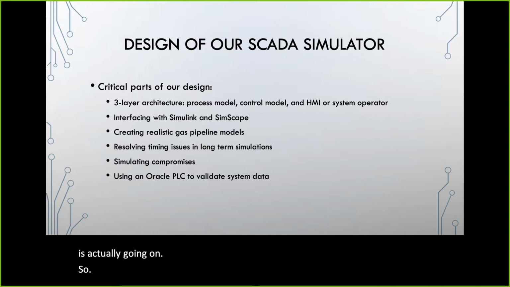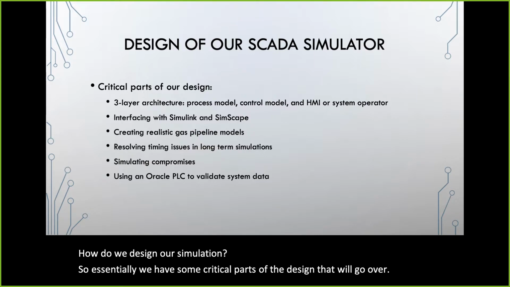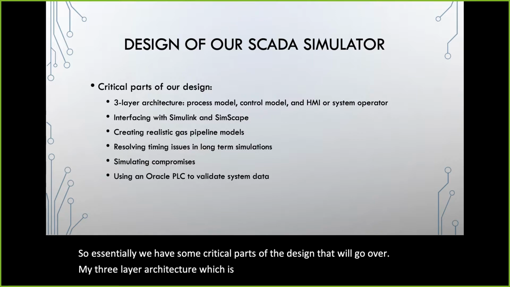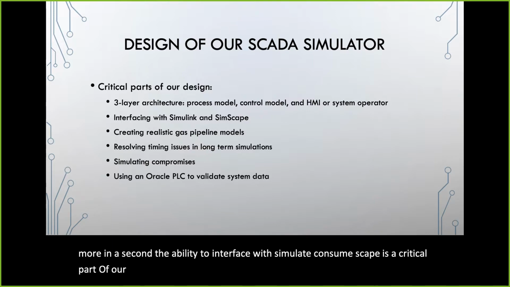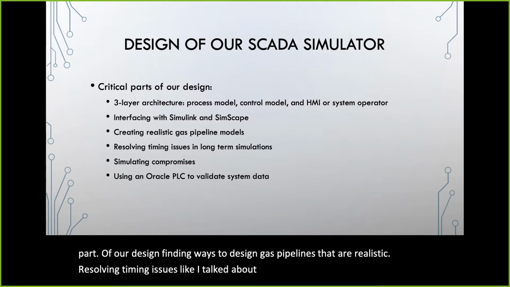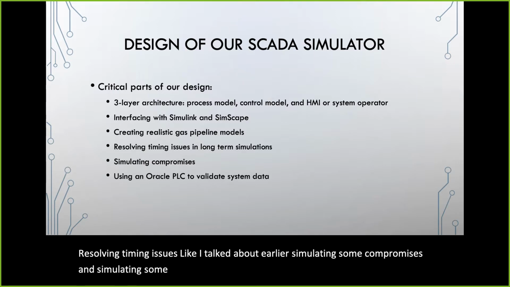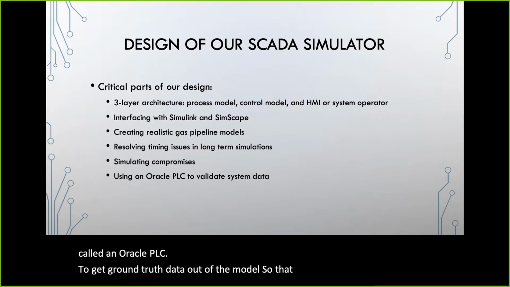So how do we design our simulation? We have some critical parts of the design that we'll go over. A 3-layer architecture, which is a physical component, a control layer, and then either an HMI or an operator layer, which we'll talk about a little more in a second. The ability to interface with Simulink and Simscape is a critical part of our design. Finding ways to design gas pipelines that are realistic. Resolving timing issues, like I talked about earlier. Simulating some compromises and some measurement attacks, and then being able to use something called an Oracle PLC to get ground truth data out of the model so that we can compare our falsified measurements with the real measurements in the system.